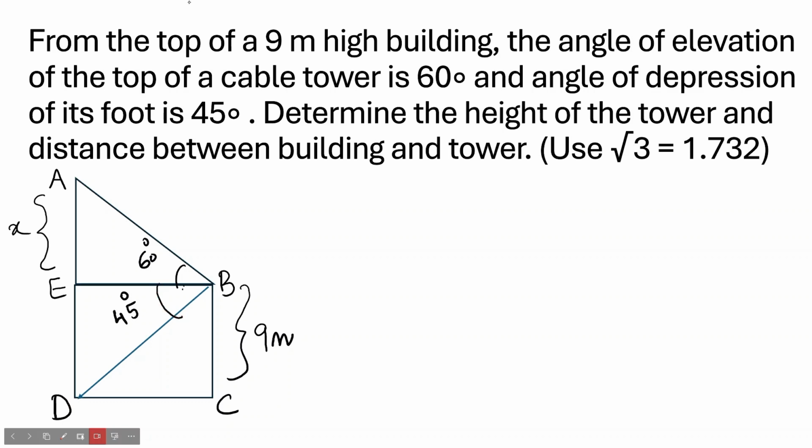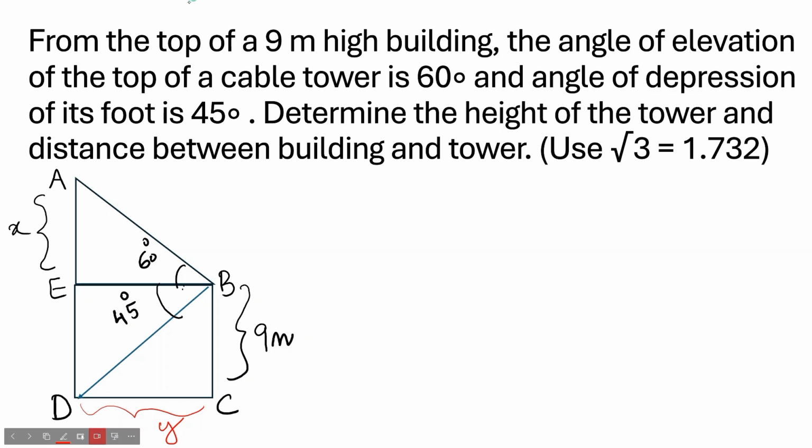Determine the height of the tower. We have to find the height of the tower AD. Up to DE we can write, because BC is 9 meters, definitely the opposite side of that rectangle will be 9 meters. But this part is unknown, so I just wrote X here. We should find the height of the tower and the distance between the building and the tower, DC. I am writing the distance between D and C as Y. We have to find X and Y to complete our answer.